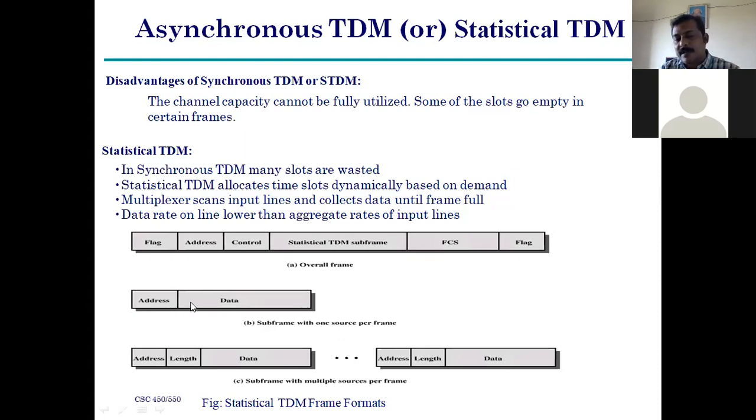If sometimes multiple frames are transmitted, say address and data, then in between the address and data there is a length: the length of that frame. Multiple frames. Here is the subframe with multiple sources per frame. Because there may be a number of sources in one frame, we specify the length of those sources. Okay, this is the statistical time division multiplexing frame format.